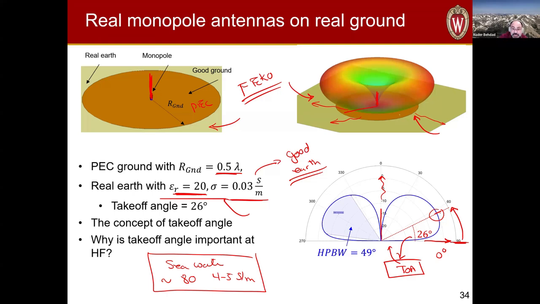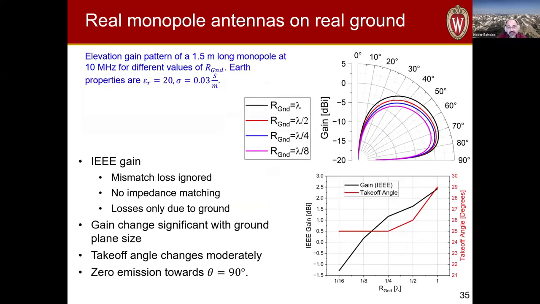This becomes important in using these antennas for, let's say, skywave type communications, right? Because that takeoff angle, or the direction of maximum radiation of your antenna, determines which direction you're transmitting most of your energy towards, and over what distances you can communicate with an antenna that has this sort of a radiation pattern. So let's see what's the effect of the size of this ground plane on the performance of the antenna.